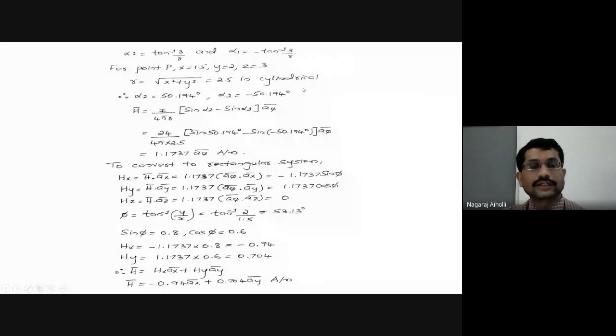This is in the cylindrical system. Then alpha 2 is tan inverse of 3 by r. We have found r, so substitute it in the above equations. Alpha 2 will be equal to tan inverse of 3 divided by 2.5.